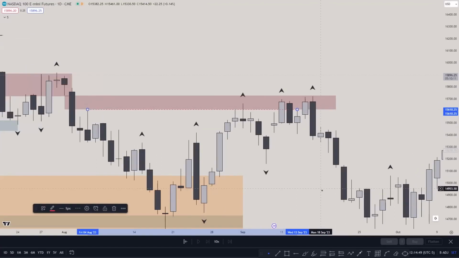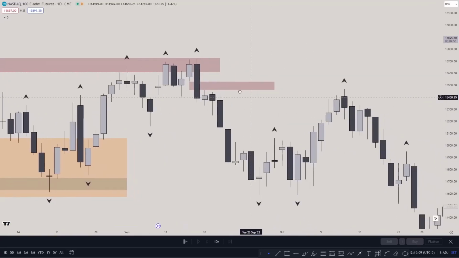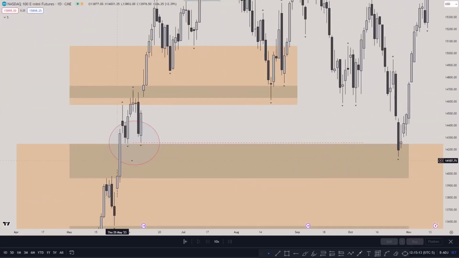Price did not close. Now, this is also a high probability fair value gap, but it did not get filled. This one. Why? Because we had price respecting another fair value gap, creating another fair value gap. So this is a high probability one. Now we go here, the same thing. We had this big fair value gap.